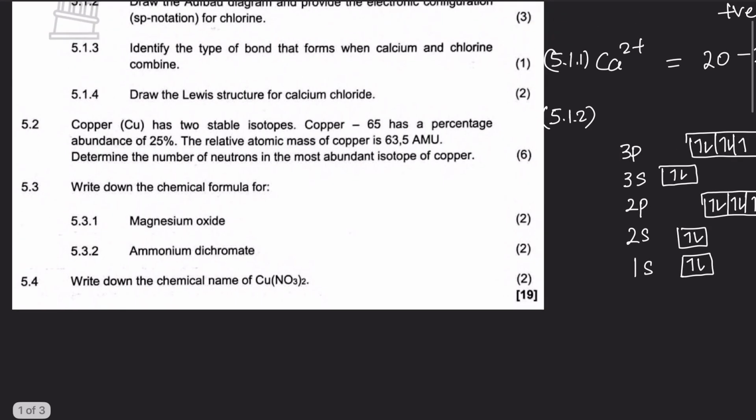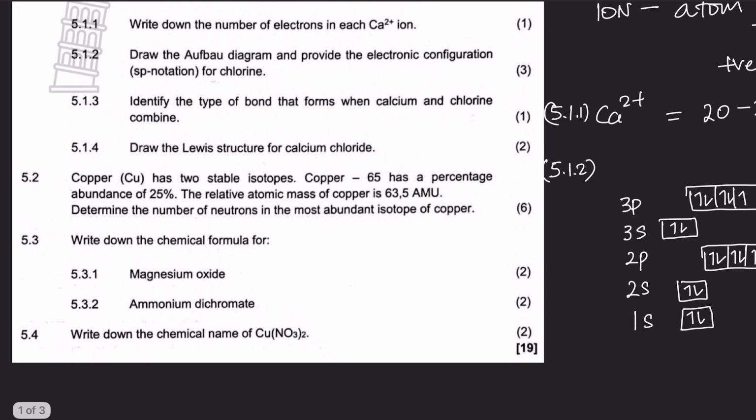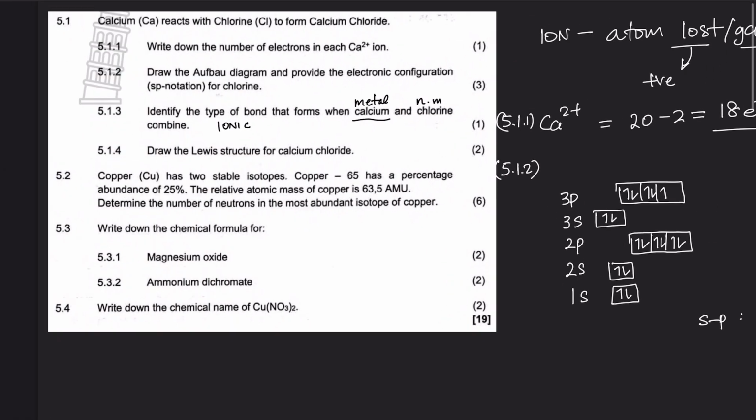Question 5.1.3. Identify the type of bond that forms when calcium and chlorine combine. So calcium is a metal. It's found on the left-hand side of the periodic table. Chlorine is a non-metal because it's found on the right-hand side of the periodic table. That means we're going to have an ionic bond that forms. Next question, draw the Lewis structure for calcium chloride.